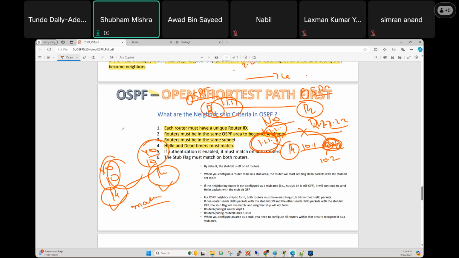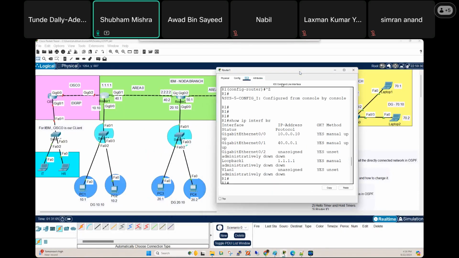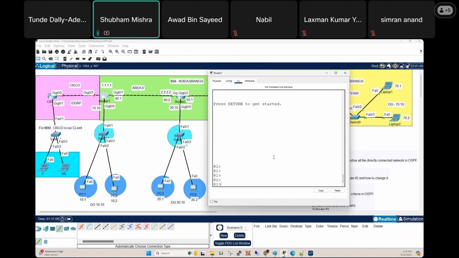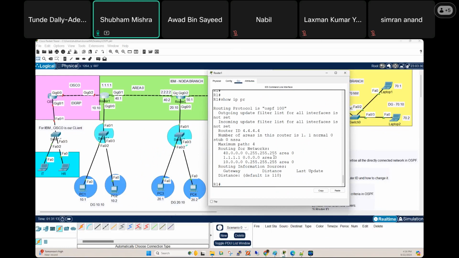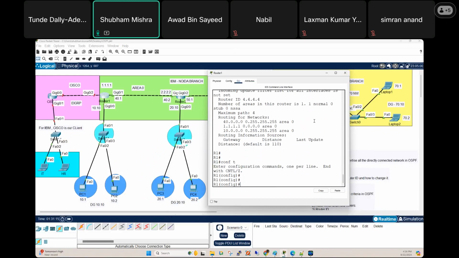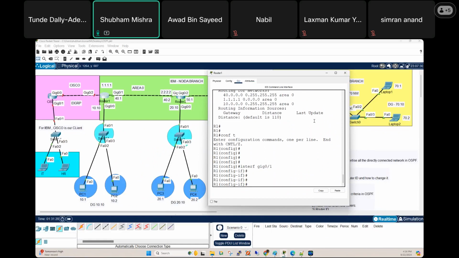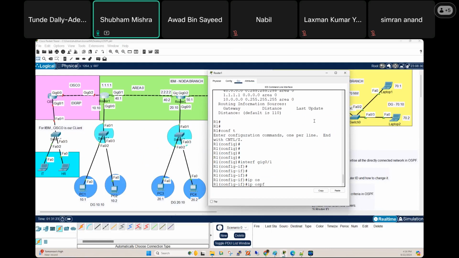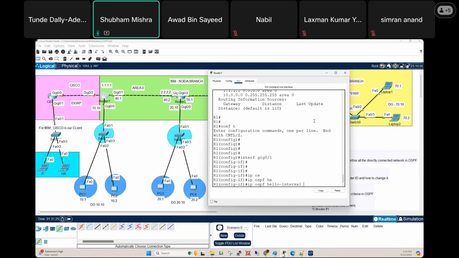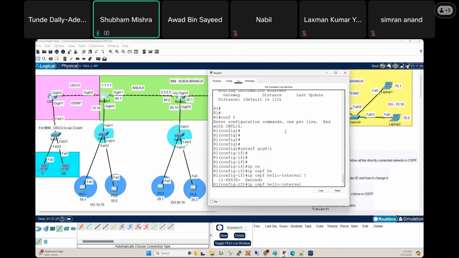There is a command. I don't know whether it will work in Packet Tracer, but I can show you. For example, here: show ip protocols. Yes, OSPF is running here. Conf t, interface gig 0/1. The command is ip ospf. Let's suppose I write hello-interval and press the question mark. See, so you can change this time.